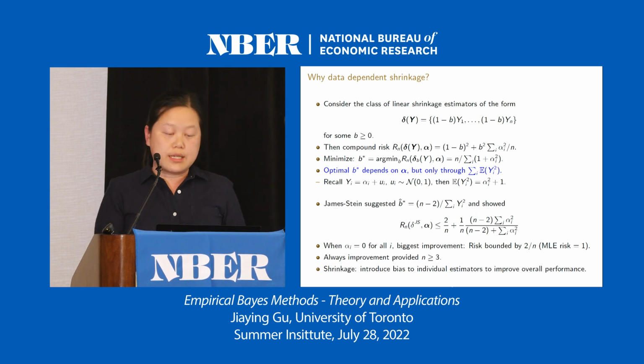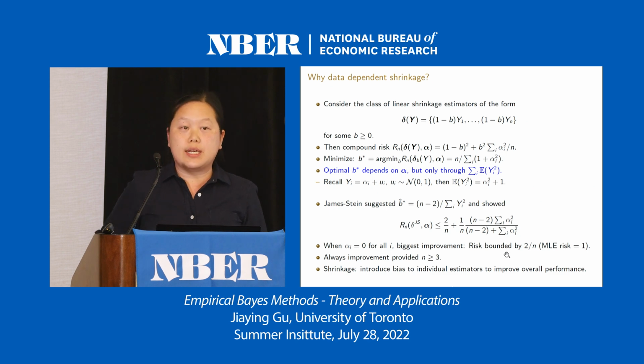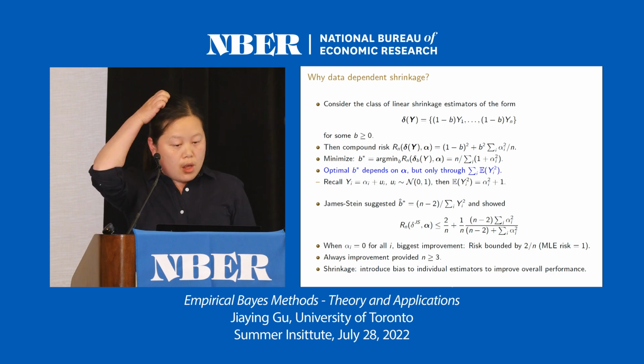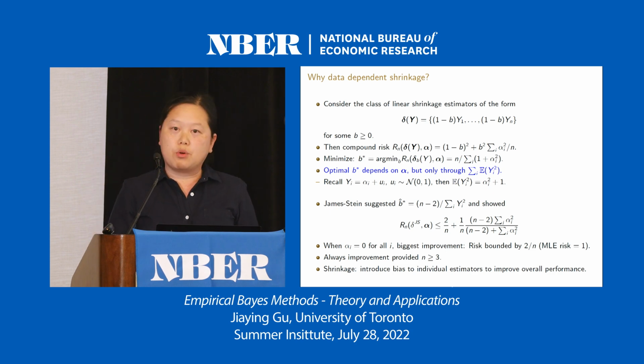So now let's consider the class of linear shrinkage estimators. Here I have specialized my estimator delta to just be a shrinkage estimator with shrinkage factor 1 minus b, where b is any fixed constant that is greater than or equal to 0. And note that b equals 0 would include the maximum likelihood estimator. So we can easily write down the compound risk for this class of linear shrinkage estimators. It will take this form.